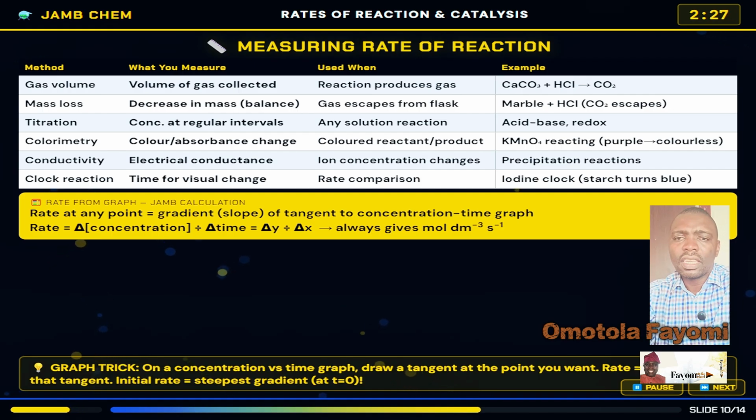Graphically, on a concentration versus time curve, the instantaneous rate at any point equals the gradient of the tangent drawn at that point. Rate equals change in y divided by change in x. The steepest gradient, the fastest rate, is always at time 0, the initial rate.